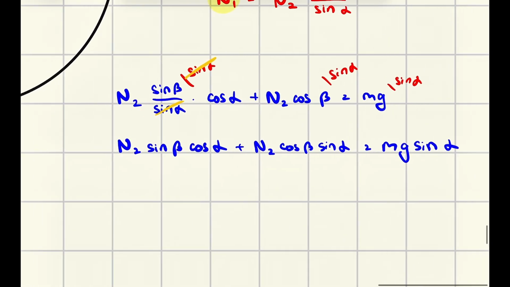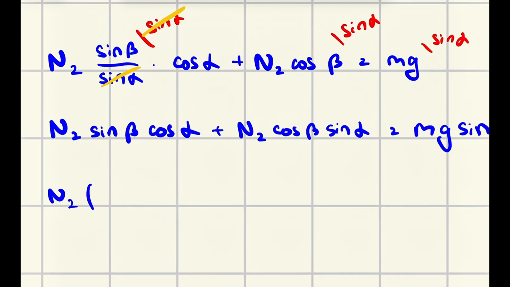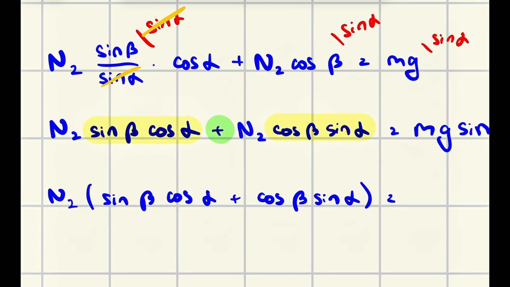Okay, good. And we can take n2 as a common factor outside, and then you would see that inside of the brackets we've got what? We've got this thing, sine beta cosine alpha, cosine beta sine alpha. Between them we see this plus. What is it? It is definitely sine alpha plus beta, or beta plus alpha, does not matter. If you get distracted, let me write it totally. This thing, sine beta cosine alpha plus cosine beta sine alpha equals mg sine alpha.